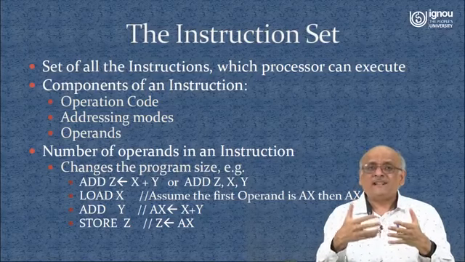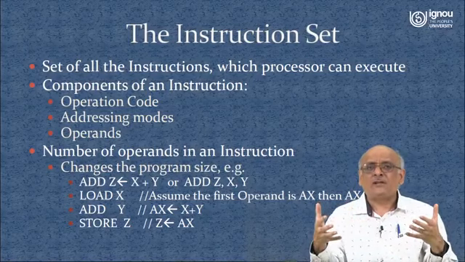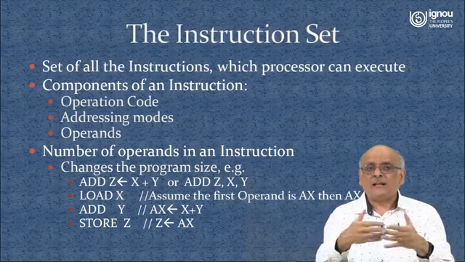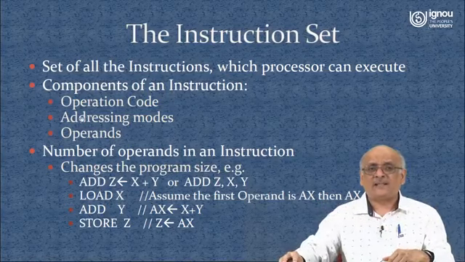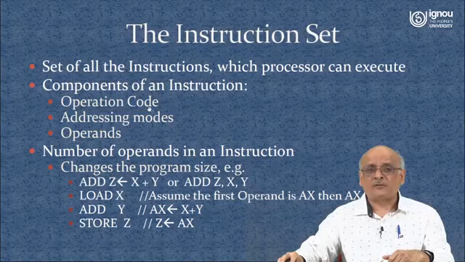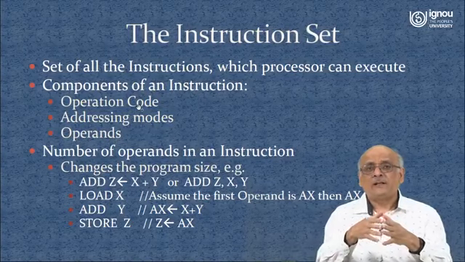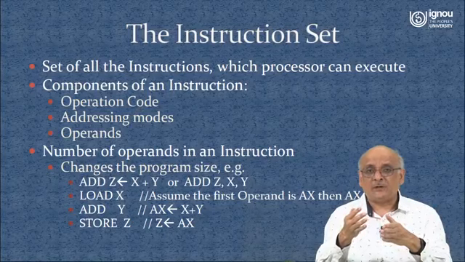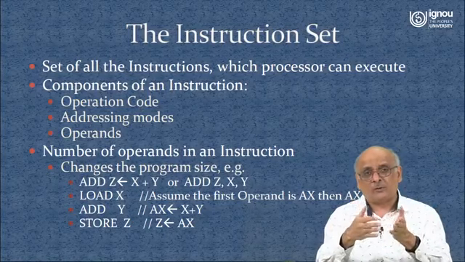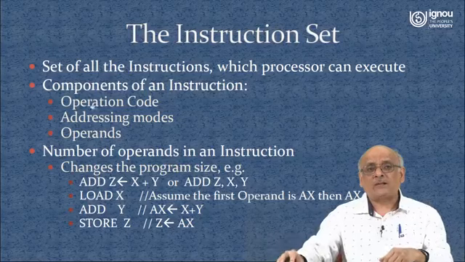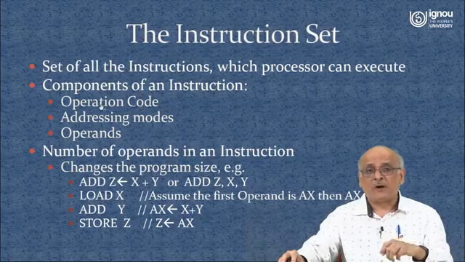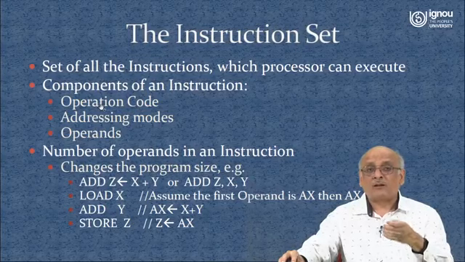But what is an instruction? What are the basic components of an instruction? Well, an instruction consists of three basic things. The first one is operation code, the second one is addressing modes, and the third one is operands. Now, operation code basically tells the CPU, in fact it tells the control unit as well as the ALU, what operation is to be performed. For example, addition, subtraction, multiplication, or XOR is to be performed.